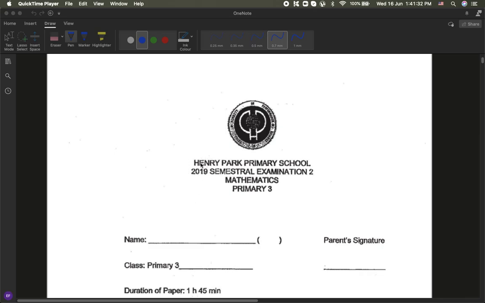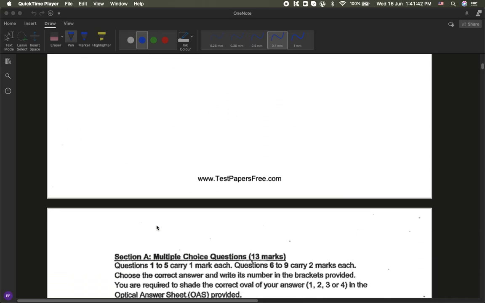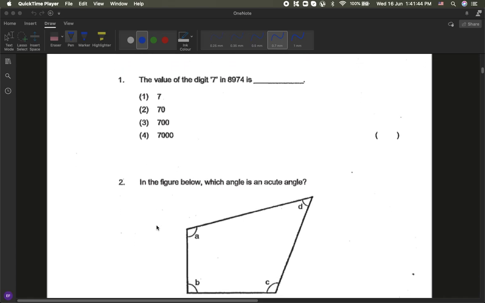Today's recording, we will be going through the Henry Park Primary School 2019 SA2 math paper for Primary 3. Now let's move on to the first question.